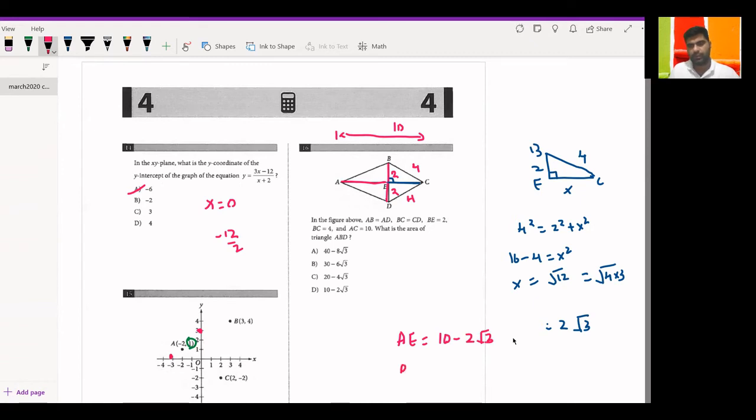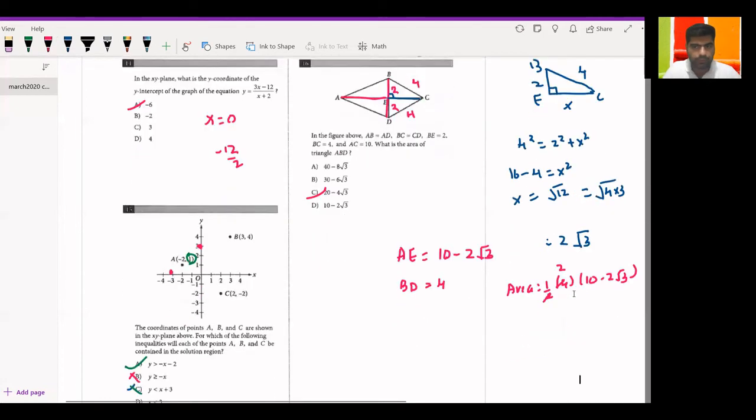And my base is BD, which is 4. So my area is half base multiplied by height. So 4 and 2 get cancelled. 2 times 10 minus 2 root 3 is 20 minus 4 root 3. C.